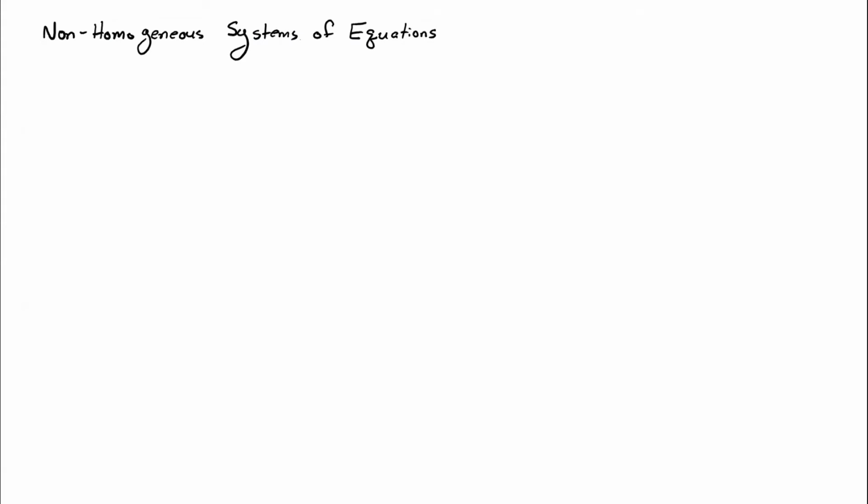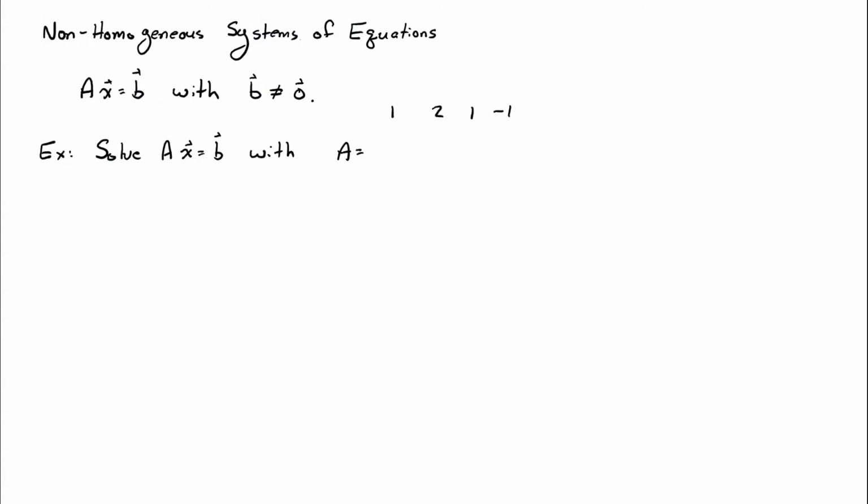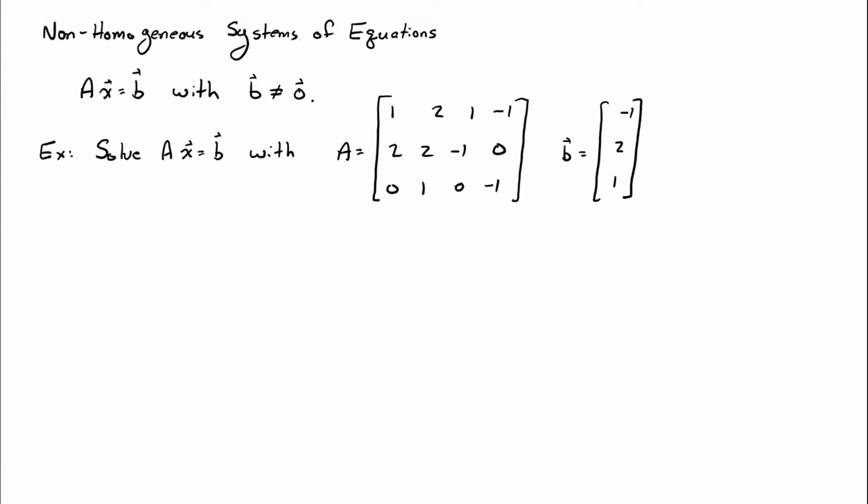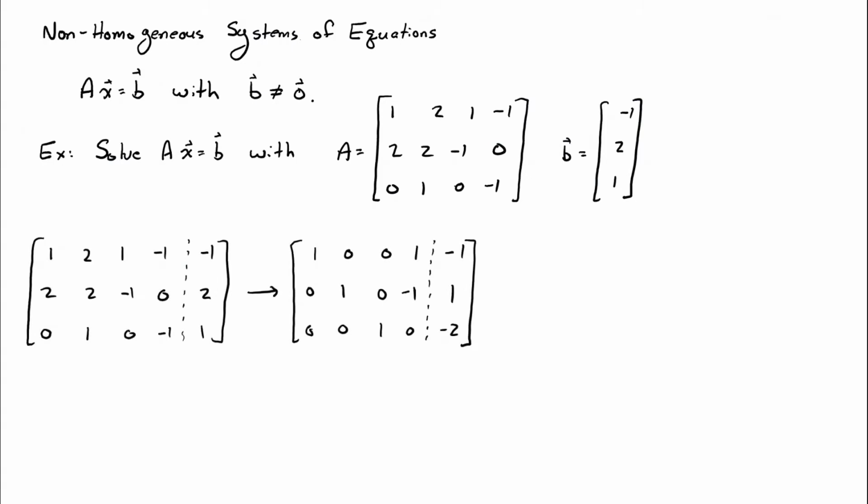This is any system Ax equals b with b not equal to 0. For example, solve Ax equals b with A equals [1, 2, 1, -1; 2, 2, -1, 0; 0, 1, 0, -1], and b equal to (-1, 2, 1). Write this as an augmented system and reduce.